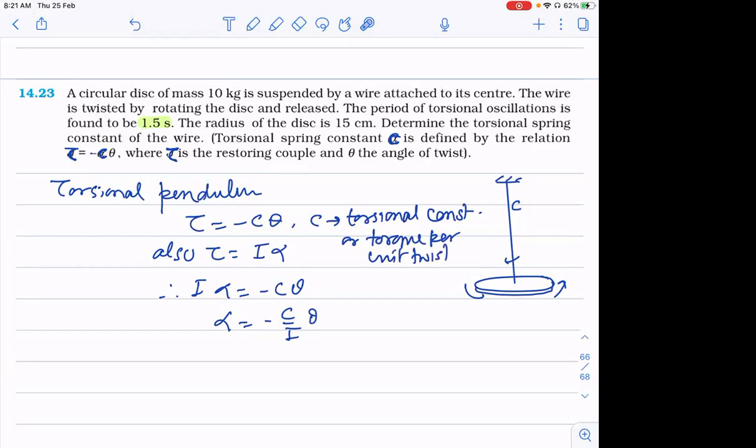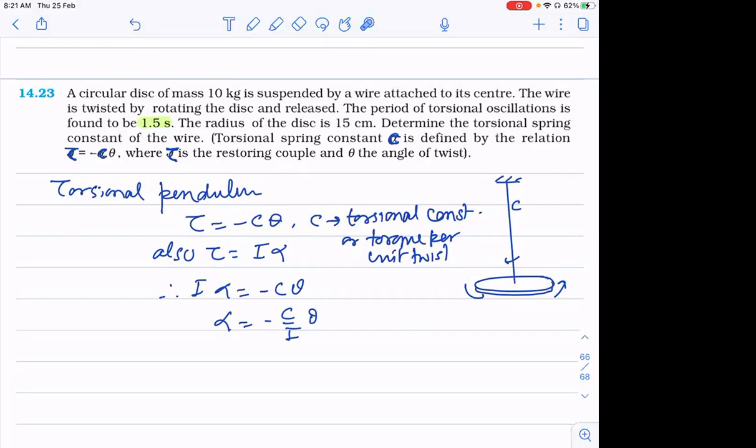See, send this theta here: tau by theta, tau is the torque per unit twist, the angle. For 1 radian how much torque is being applied? If we know that for 1 radian this much torque is required, for theta radian we can get the total torque. So this is the relation of a torsional pendulum. In general, it is the relation for torque in case of twisting the wire or cylinder.